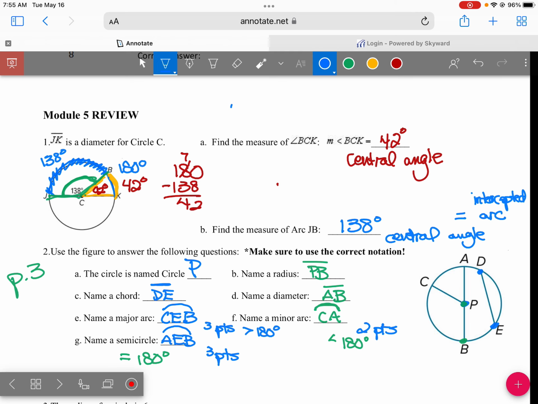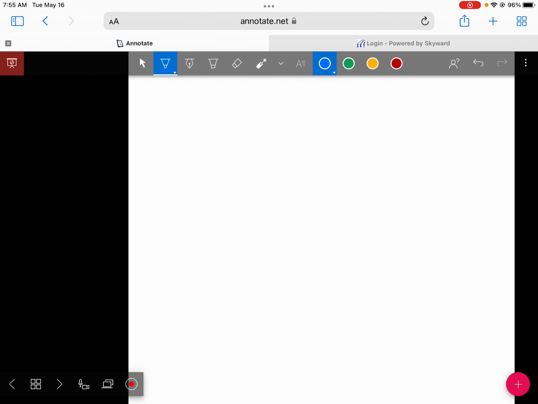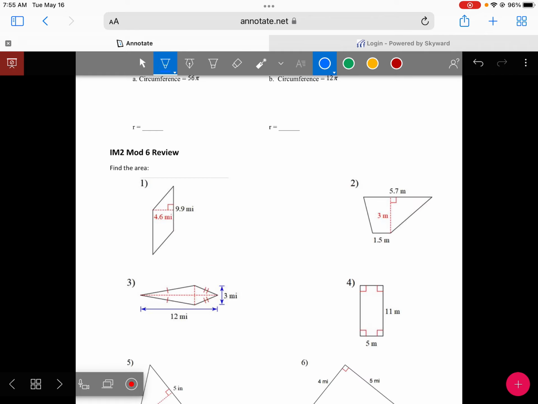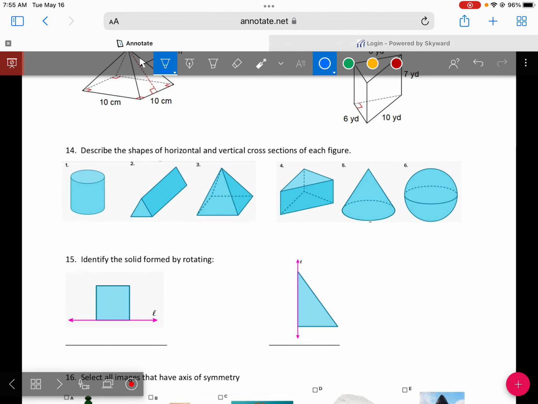Page 7, number 14. Describe the shapes of the horizontal and vertical cross sections. So this is as if we were slicing these down from the top vertically and horizontally. All right, so let's take a look at number 1.